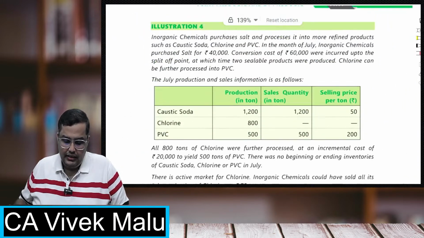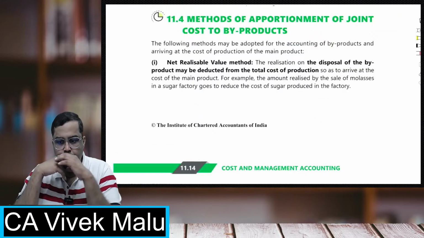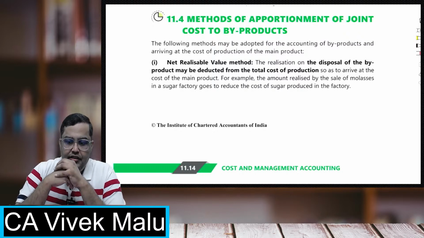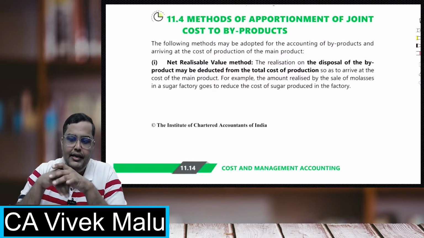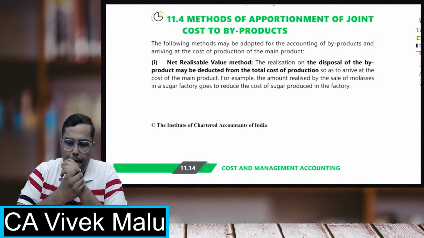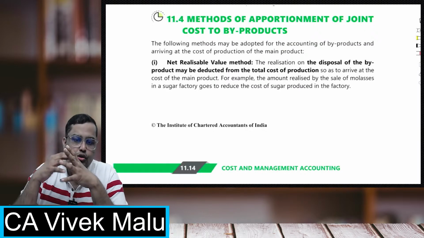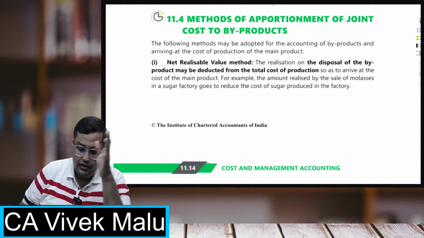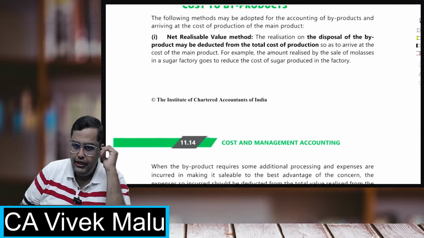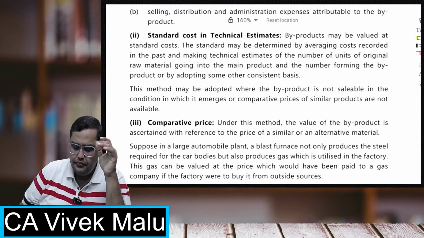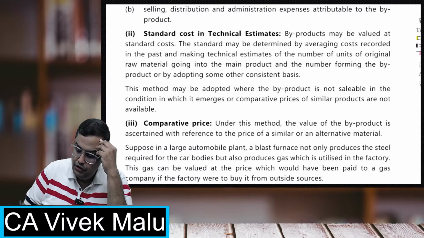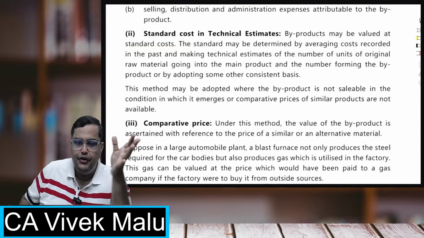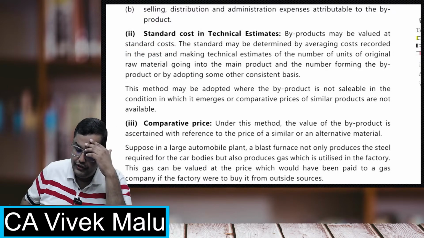So this was the last technique. Actually, I think the network was disconnected for a bit. Okay, so see, in practical life, the byproducts are actually measured at the net realizable values and reduced from the total cost of production. But in academics, there are 2-3 methods suggested for that. One is you can reduce, what we have already discussed. Second, you can calculate the cost of byproducts and keep it aside. You will have to measure them at their standard cost. This can be done if you are doing standard costing.